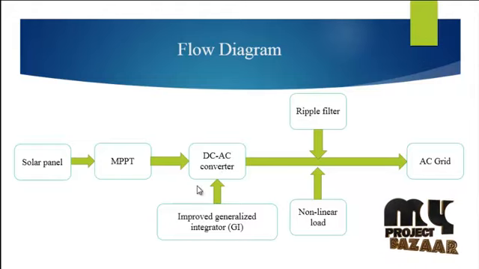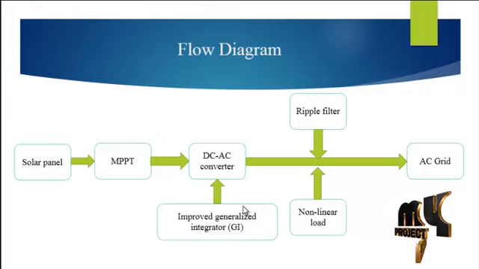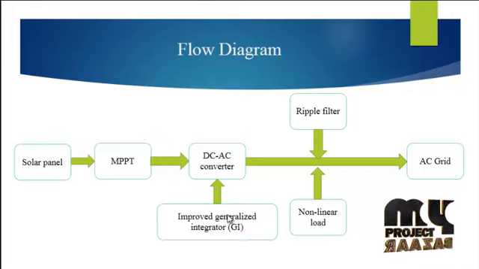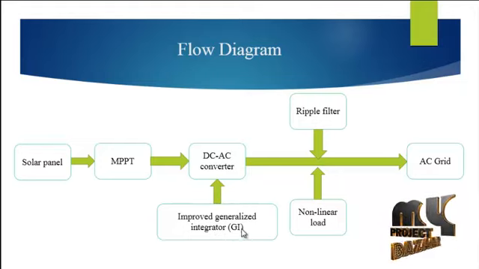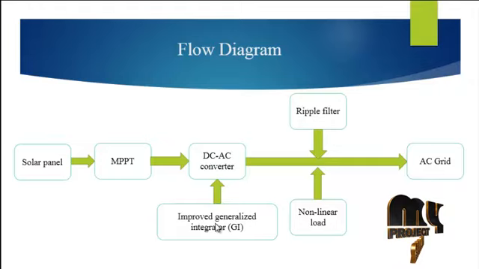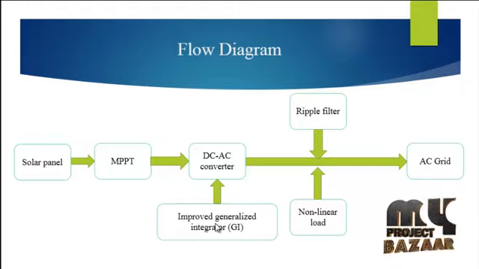Another thing: if we look at the intermediate section, the improved generalized integrator algorithm. This is some logic control, using a formulation derived for the improved generalized integrator. From this section we get the switching pulses of the DC to AC converter. This is the main part of the DC to AC converter for load balancing, harmonic distortion and many things; the power factor is also improved.